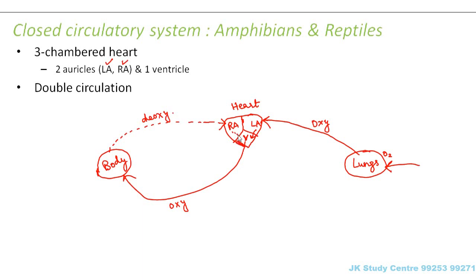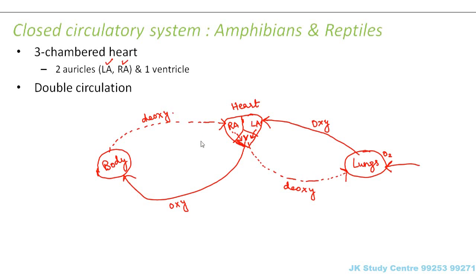It will send the deoxygenated blood to the ventricle, and the ventricle will send this deoxygenated blood back to the lungs. So what will the lungs do with this deoxygenated blood? The lungs will take out carbon dioxide from the blood and throw it outside. The carbon dioxide will be thrown outside, and when oxygen is taken in, again the oxygenated blood is sent to the left auricle. So what do you see here?